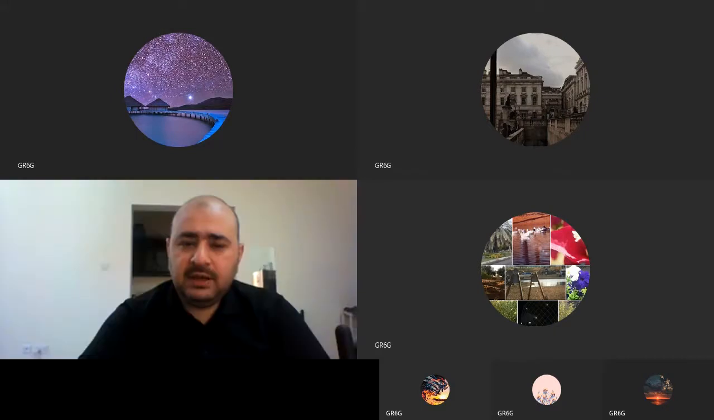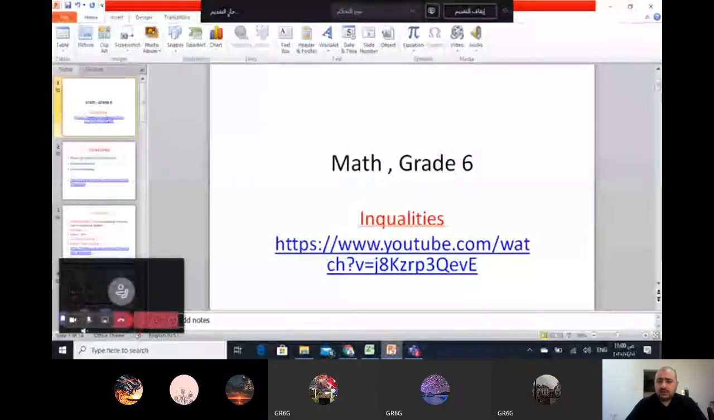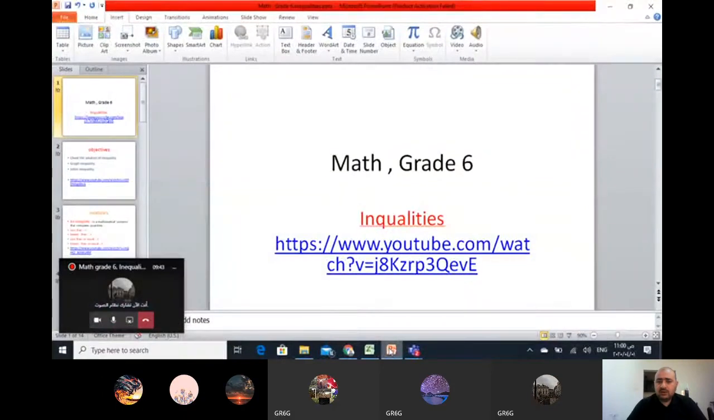Math grade 6. Today we want to review the inequalities. What's the meaning of inequality? If I want to compare between two things, I use the sign less than or greater than. So less than or greater than between two sides. The two sides here are expressions. So any sign of greater than or less than between two expressions means we have inequality.